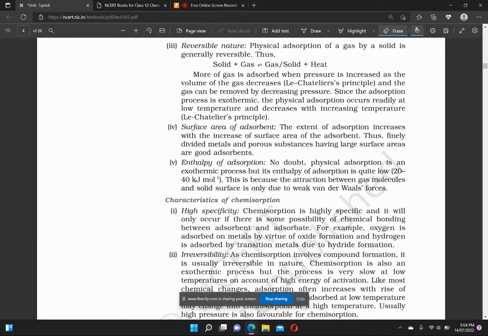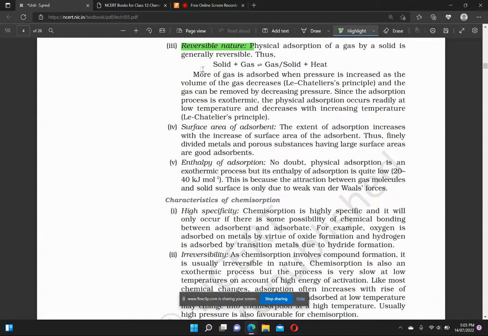Now, next is nature, reversible nature. So by the thing only you can understand that physical adsorption of a gas by a solid is generally reversible. No need to underline anything else because you can understand solid plus gas can give you gas plus solid, can give you solid plus gas plus heat because it is an exothermic reaction, remember. So just underline reversible nature. It's of reversible nature.